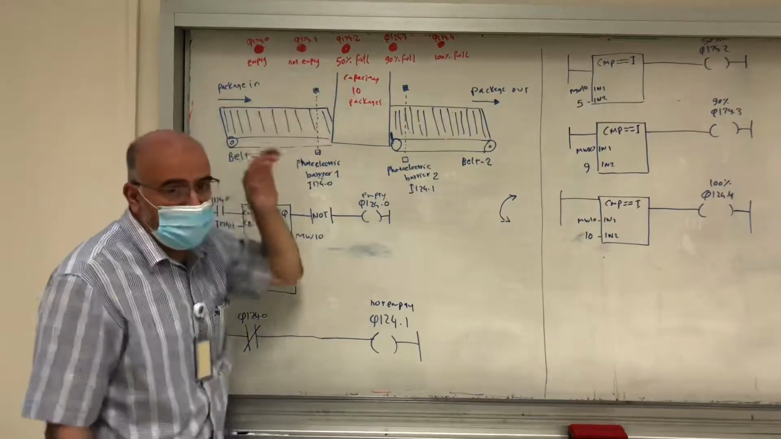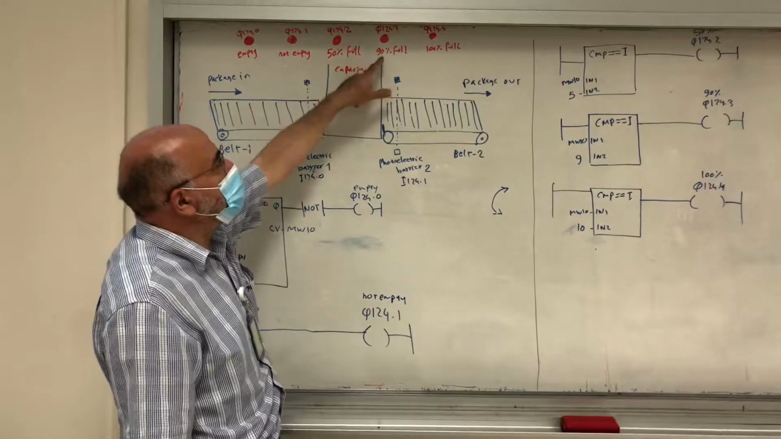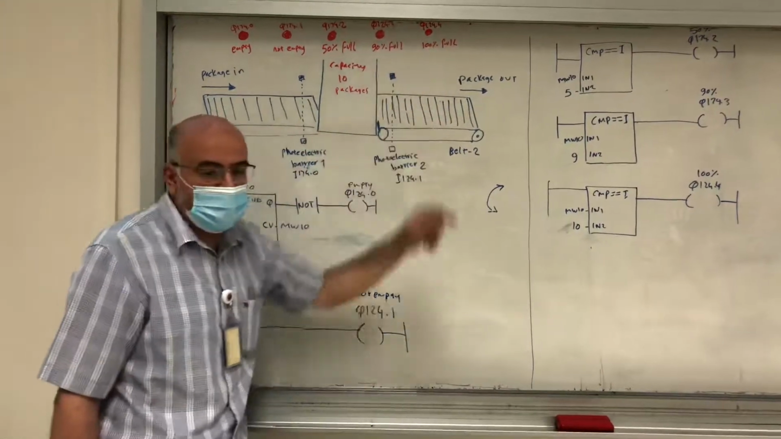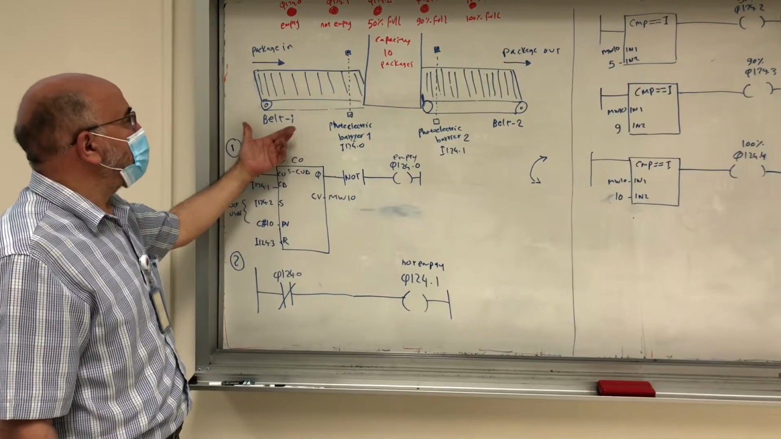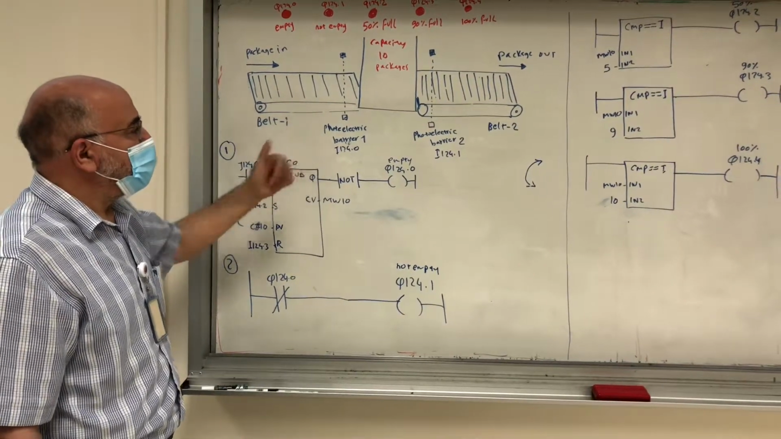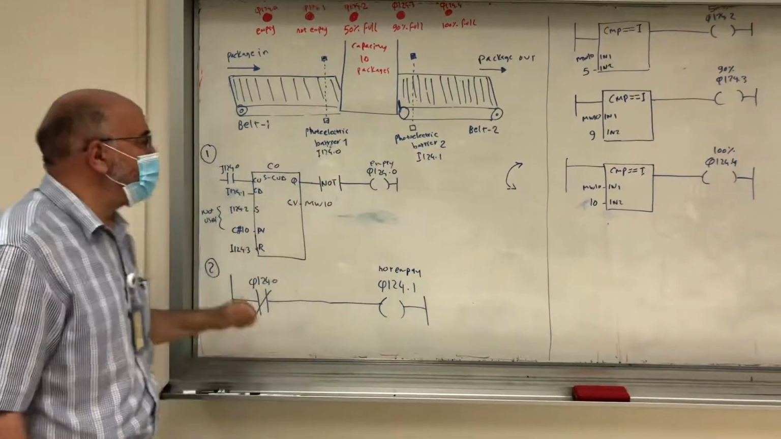Q124.2 indicates 50%, which is 5 packages, half of 10. Here 90% and 100% full. This is the requirement. The inputs are only the counter for the photoelectric sensors, the first one and the second one, one for up and one for down.